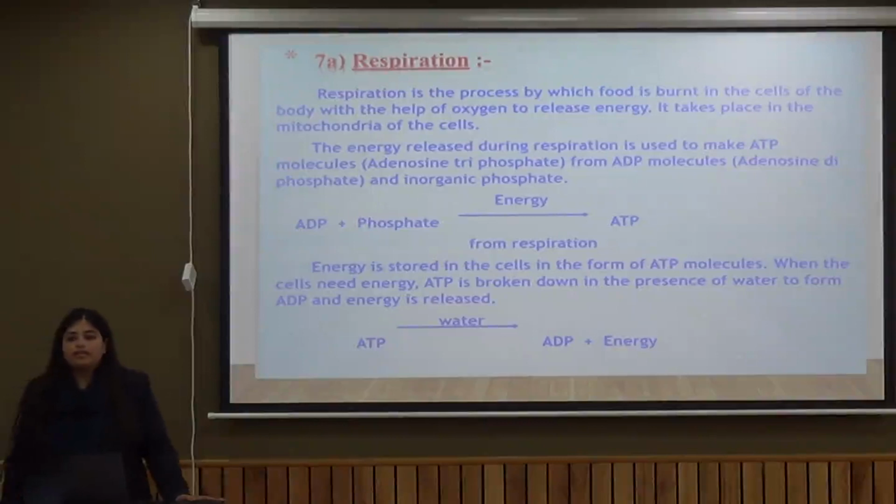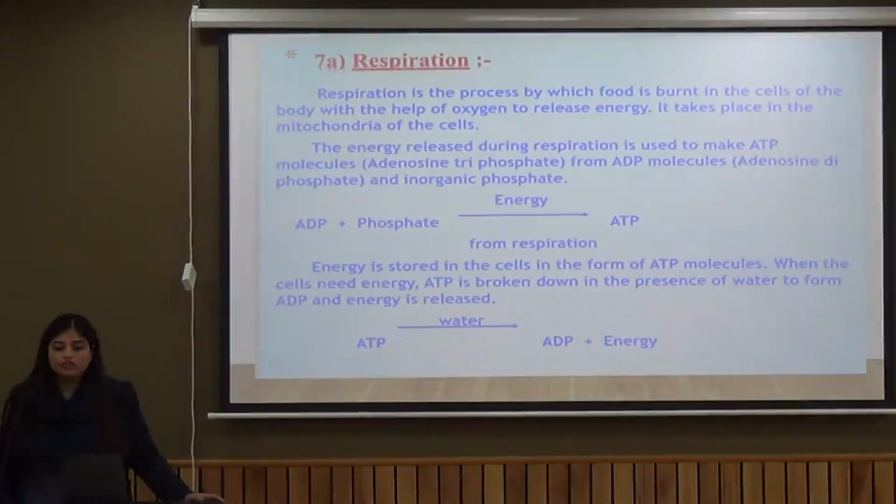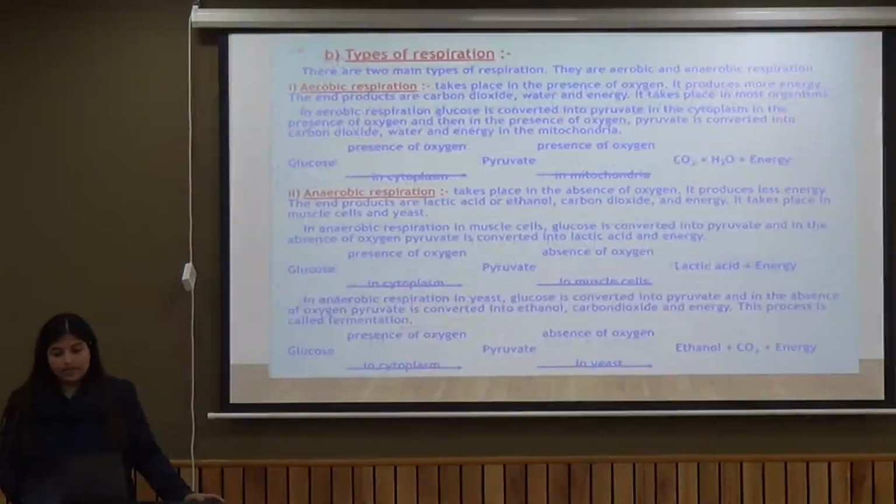Okay, now let's come to the next life process, that is respiration. So what is respiration? Respiration is the process by which food is burned in the cells of the body with the help of oxygen to release energy, and it takes place in the mitochondria of the cell. There are two main types of respiration. The first one is aerobic respiration and the second one is anaerobic respiration. So what is aerobic respiration? It takes place in the presence of oxygen. It produces more energy. The end products of aerobic respiration are carbon dioxide, water and energy.